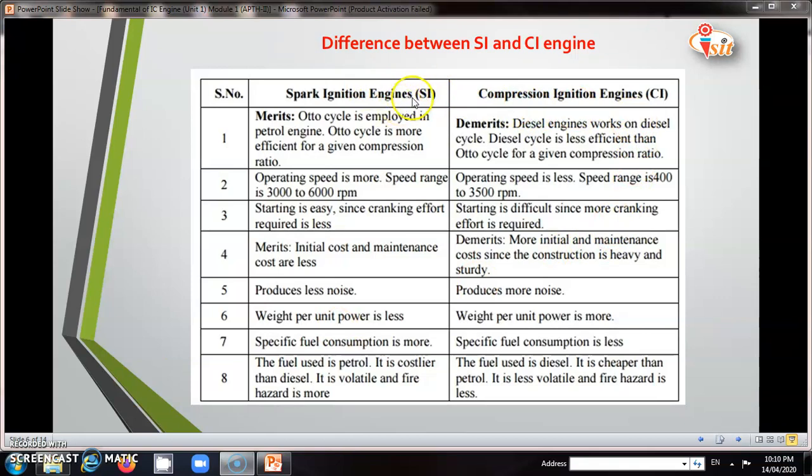As far as the SI engine is concerned, the compression ratio is in the range of 7 to 11, and in the case of the CI engine the compression ratio is more, between 11 and 22.